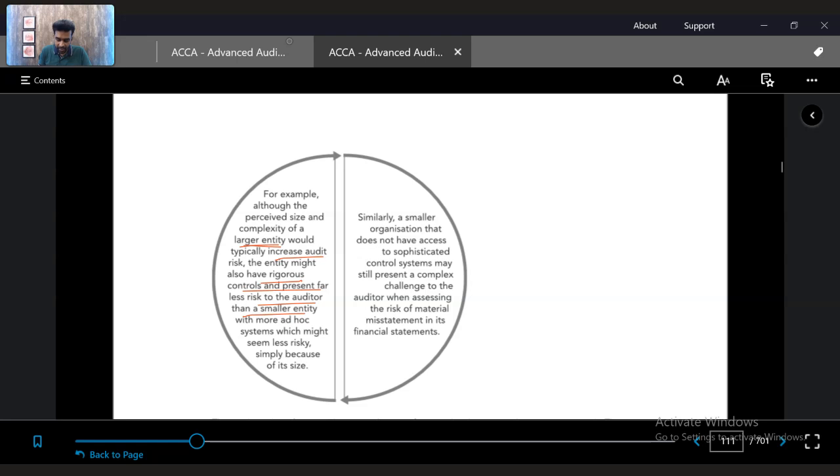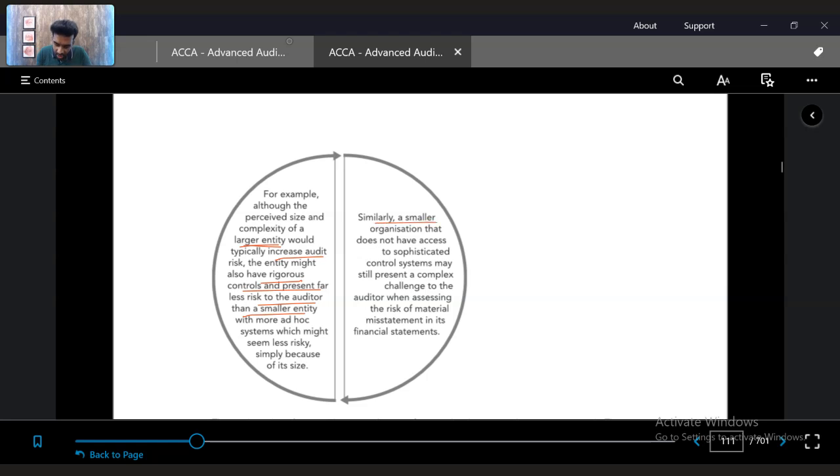Whereas in a smaller entity, the controls might not be proper, management integrity might be very bad, and the accounting treatment of certain transactions will not be good. In larger entities, the controls are very specific and really strong, which will prevent the risk of material misstatement, which means it will reduce the work of the auditor. We just need to focus on certain ad hoc systems or certain items which we need to audit.